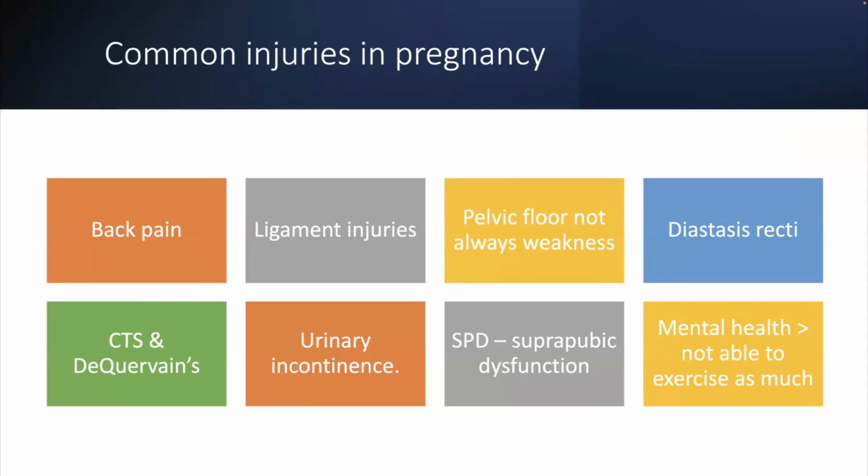So common injuries we see, of course, right? Back pain, ligament injuries, increased risk of carpal tunnel, de Quervain's, you'll hear "mommy wrist," right? During pregnancy and postpartum, suprapubic dysfunction, pelvic floor, like we talked about. Important to note, pelvic floor dysfunction is not always because of weakness. Sometimes it can be from those muscles being too tight as well and being worked incorrectly during pregnancy. So something to keep in mind, and where pelvic floor therapy can be helpful, especially in the postpartum phase, diastasis. And then from a mental health standpoint, just of course, not being able to exercise as much.